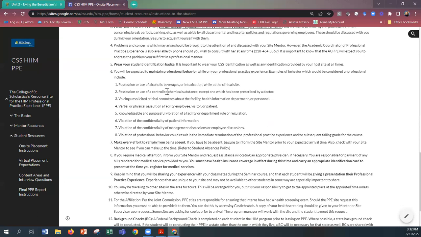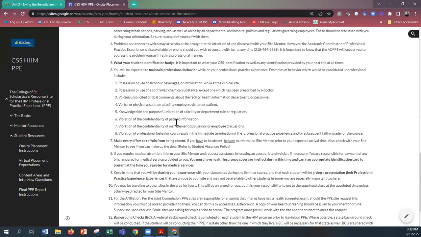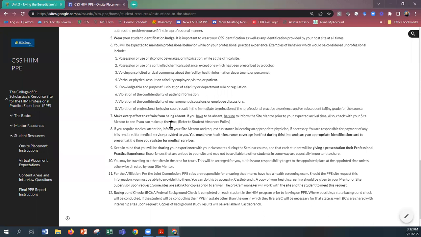We want you to wear your student identification badge at all times. So if you get one, please wear it. You will be expected to obviously maintain professional behavior while you're on your PPE. I hate going over this stuff because I feel like it's very obvious, but the things considered unprofessional: use of alcoholic beverages or intoxication, possession or use of a controlled substance, voicing unsolicited critical comments about the facility, health information department, or personnel.